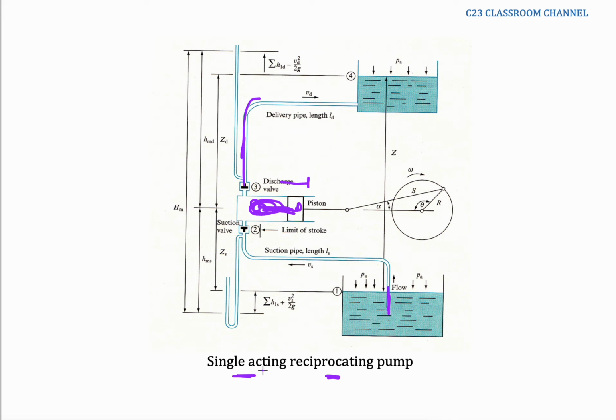Single acting means at one time there is only one motion. So when the piston is sucking, only the suction pipe here will fill with water, and then when the piston is pushed to the left side, only the delivery pipe will have water flowing in it.